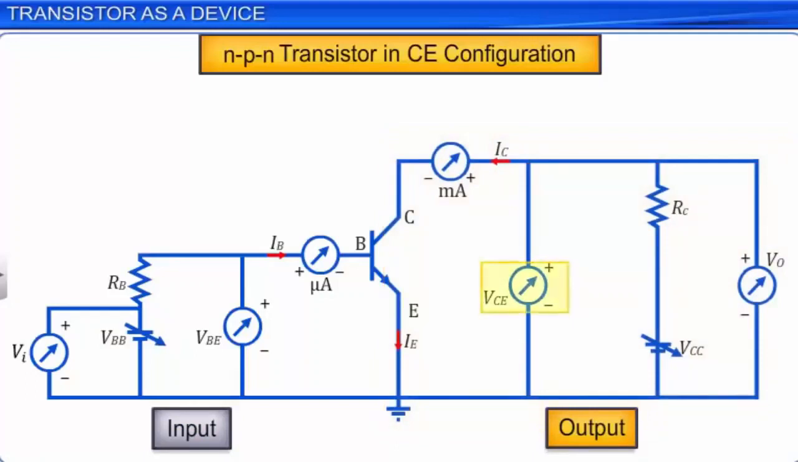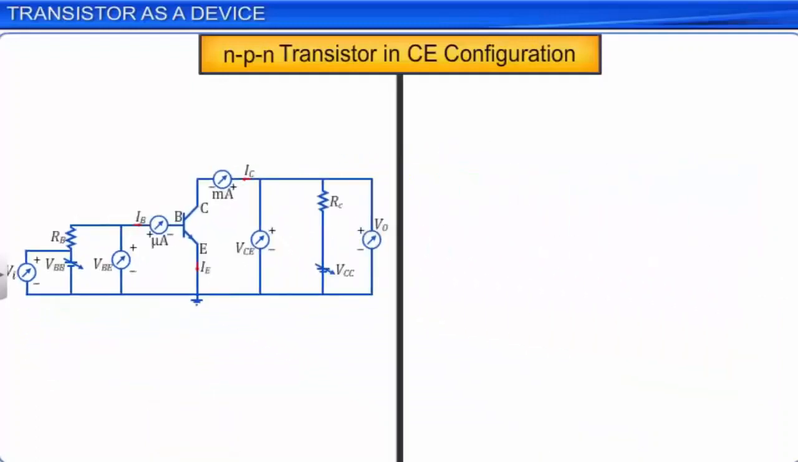We shall try to understand the operation of the transistor as a switch by analyzing the behavior of the base-biased NPN transistor in the common emitter configuration. On applying Kirchhoff's voltage rule to the input of the circuit, we get VBB is equal to IB into RB plus VBE. Let this be equation 1.